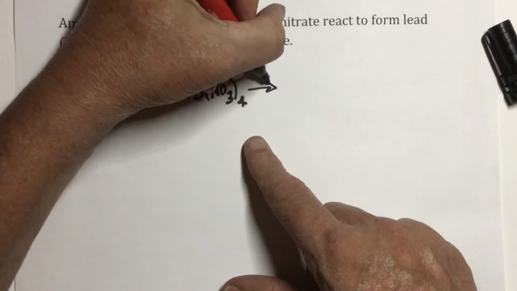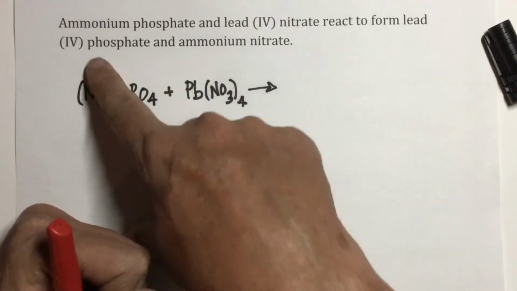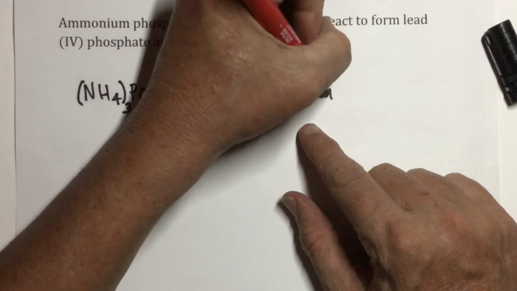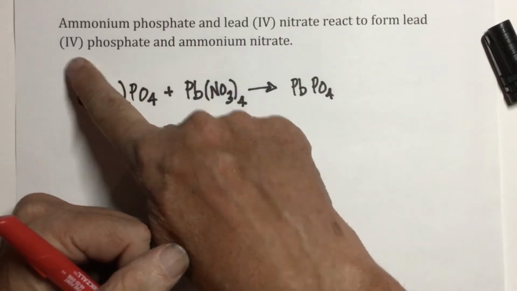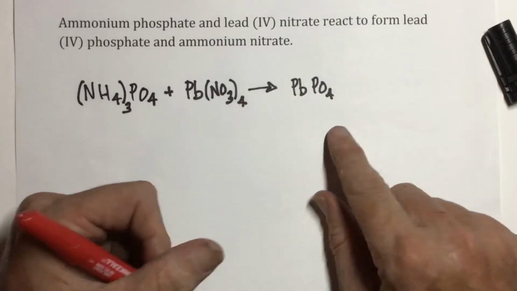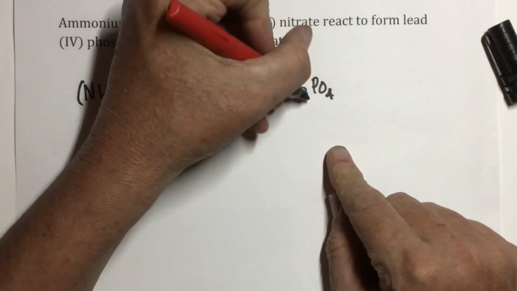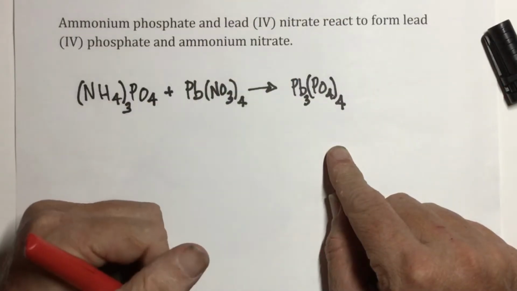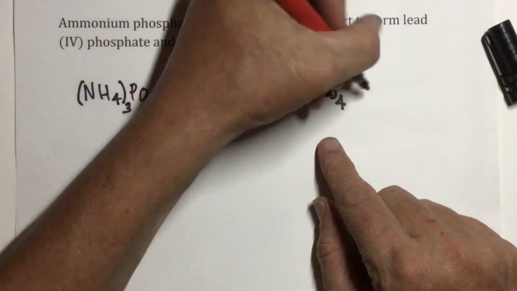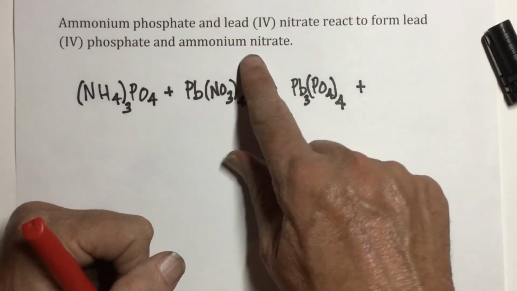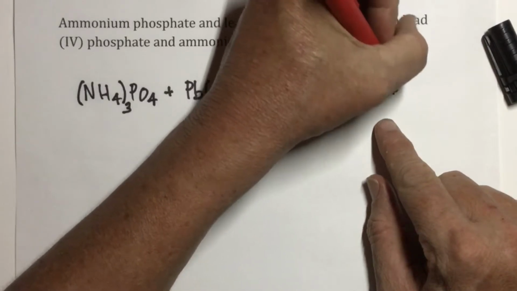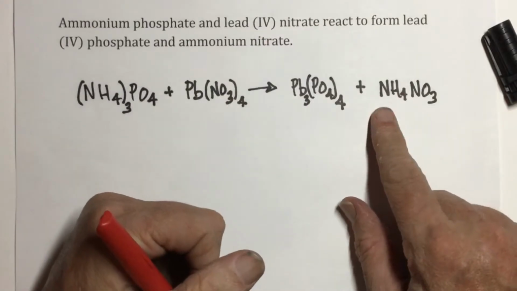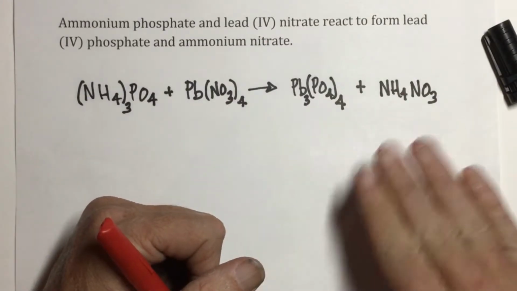All right. And those two react together to form lead 4 phosphate. So there's my lead. There's my phosphate. Lead, again, has a charge of 4. Phosphate has a charge of -3, so we'll just cross those numbers. That means this will be Pb3, PO4, 4. Done. And plus, what else does it form? Ammonium nitrate. All right, ammonium is NH4. Nitrate is NO3. That has a charge of -1, so we're good to go there.